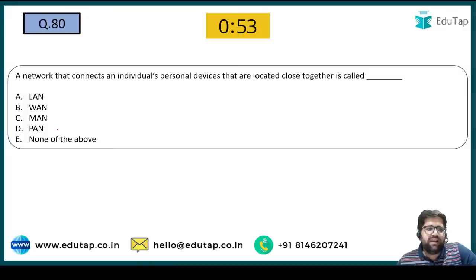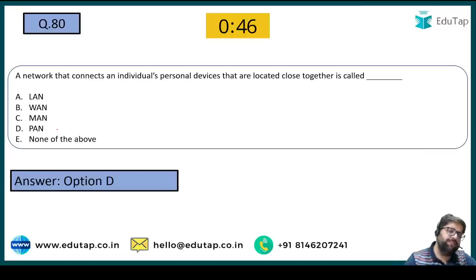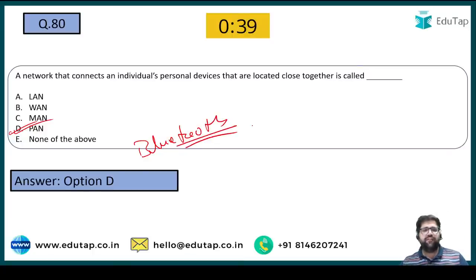Question number 80. A network that connects individual personal devices that are located close together is known as, again, a very easy question, PAN. We have just discussed this. This is an example of your Bluetooth. So you build a local network wherein different people who are very close to you can join.